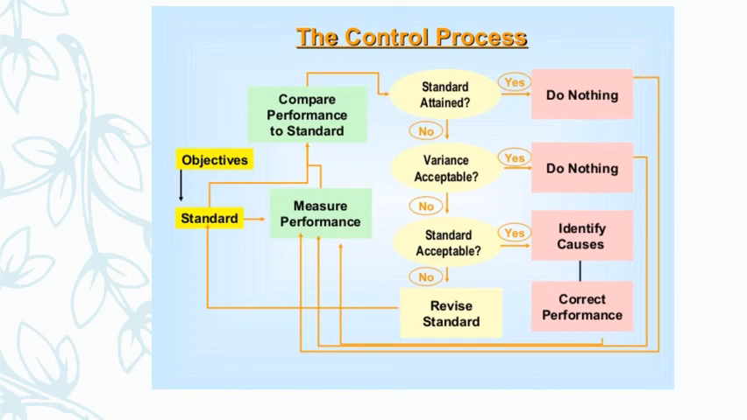So basic control process, actually it will be having 3 steps. First one is establishing of standard. Second one is measurement of performance. And third one is correction of deviation.